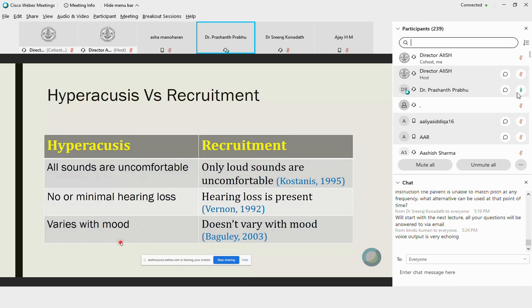So there is a slight emotional touch also with hyperacusis. The emotional structure of the patient, how his emotions are working, can affect hyperacusis. With different emotions, the degree of hyperacusis can vary. But recruitment is not like that. It doesn't vary with mood. It is only specific to the intensity of the sound. So that's how clinically we may have to differentiate whether it is hyperacusis or recruitment.